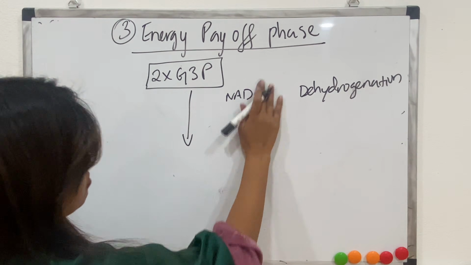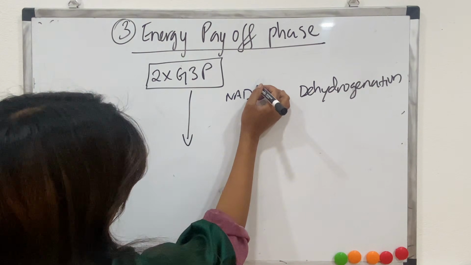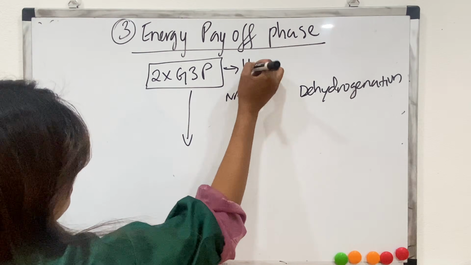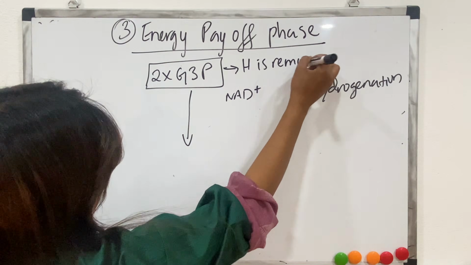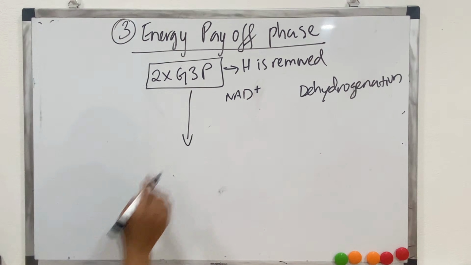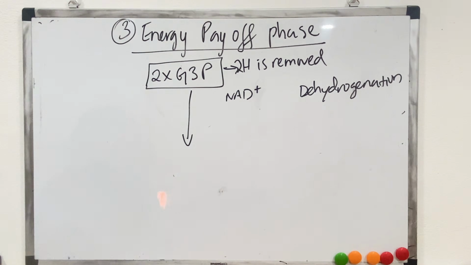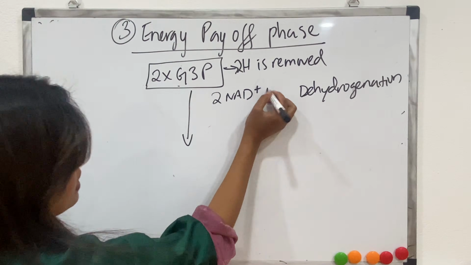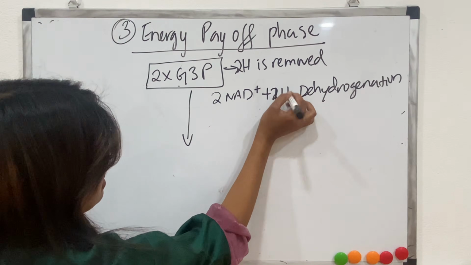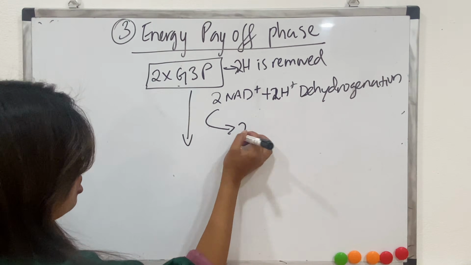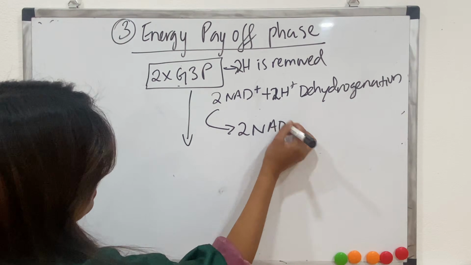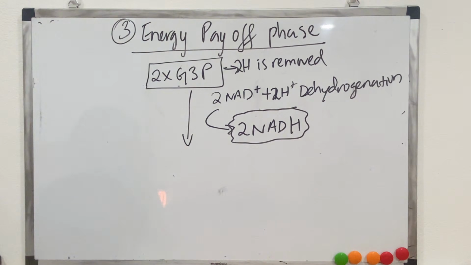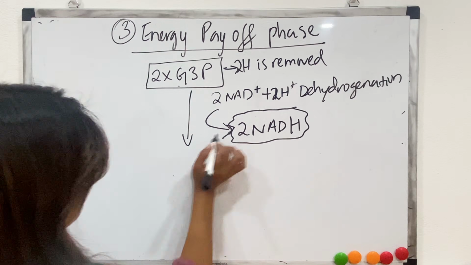And when the hydrogen gets removed, remember it always gets accepted by NAD+. So there is a removal of hydrogen from the substrate G3P. Since there are 2 molecules of G3P, 2 hydrogen gets removed. And the removed hydrogen gets accepted by 2 molecules of NAD+, which results in the generation of 2 molecules of NADH, which is a high energy carrier molecule.